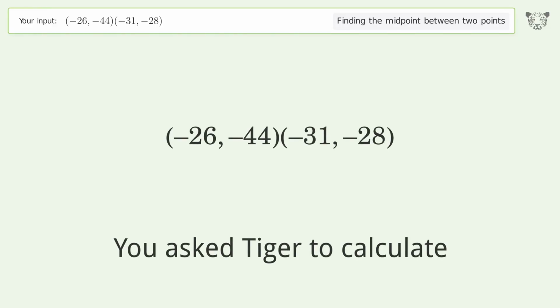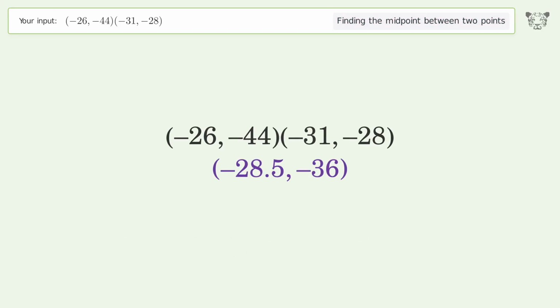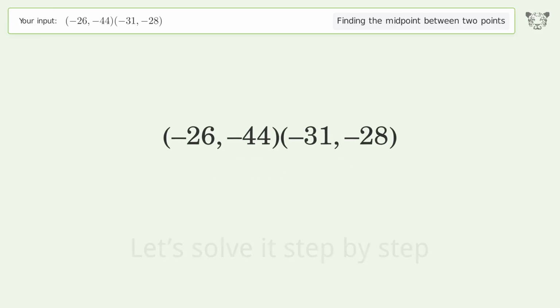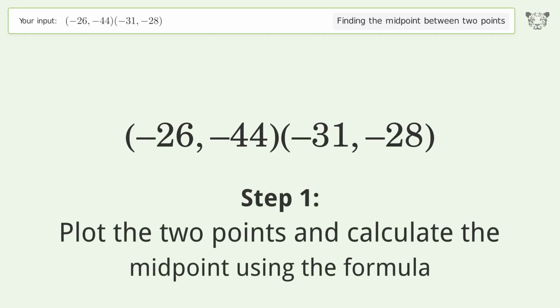You ask Tiger to calculate. This deals with finding the midpoint between 2 points. The midpoint between the 2 points is -28.5, -36. Let's solve it step by step. Plot the 2 points and calculate the midpoint using the formula.